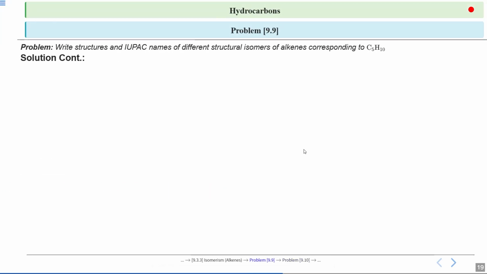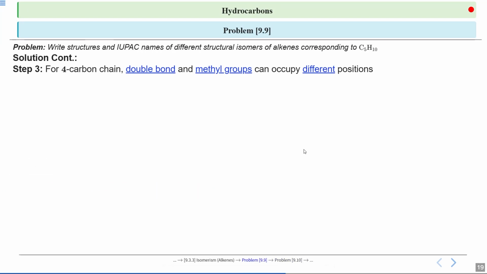Continuing further. So we are done with the position isomers for the first case. For the 4 carbon chain, the double bond and methyl group can occupy different positions. This is an important step because the position of the double bond and any branching can lead to different isomers, each with its own unique name and structure.